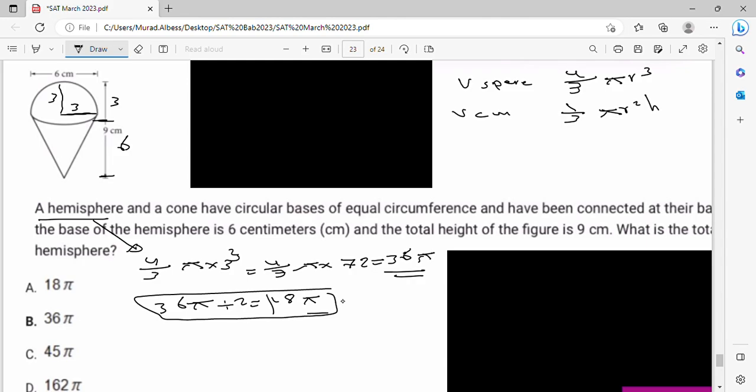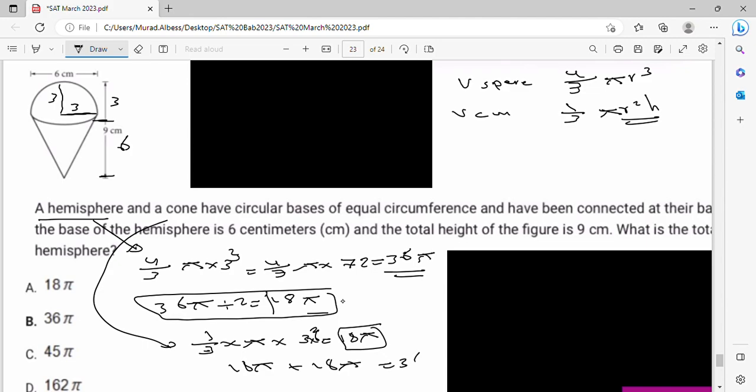Now, for the cone, 1/3 times pi times r squared times h, times 6. So that is 18 pi, because there is a rule here, r squared times h. So the cone is 18 pi. So 18 pi plus 18 pi, that is 36 pi. That's the answer.